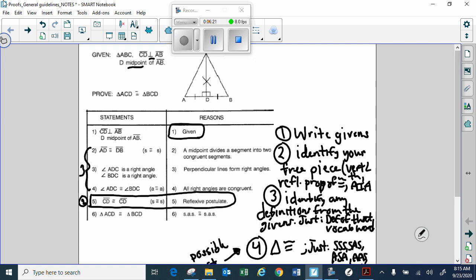Okay, they did that in step 3. And then lastly, in this case, they were trying to prove 2 triangles congruent, so they've been done at step 4. Okay, your last step is always what you're trying to prove.